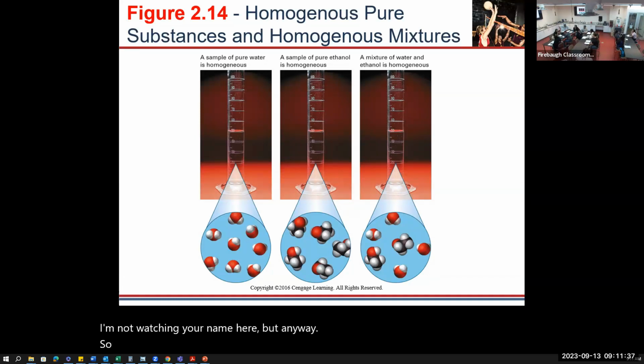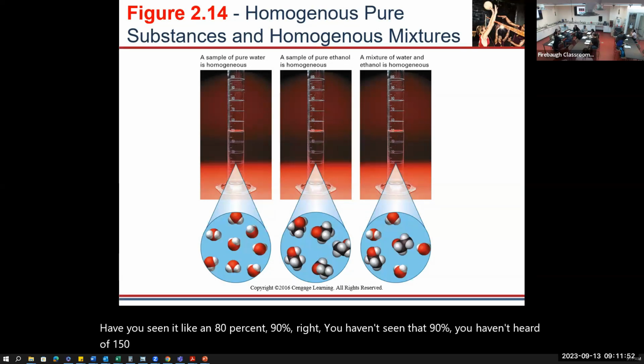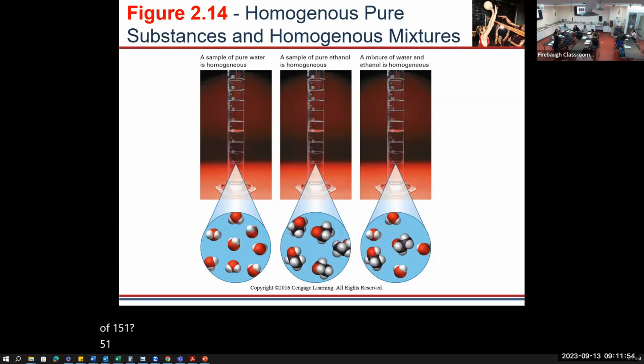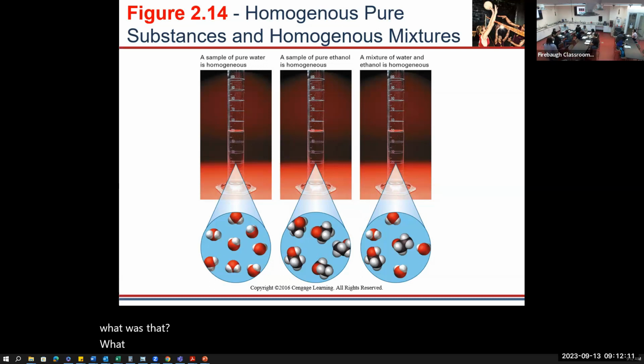So have you seen alcohol at higher percentages than 25%? Have you seen it at 80%, 90%? No. You ever heard of 151? 151 Wild Turkey? Yeah. There's a few of them out there. They're horrible. They'll put hair on your chest, even if you don't want it. So 151 Wild Turkey.